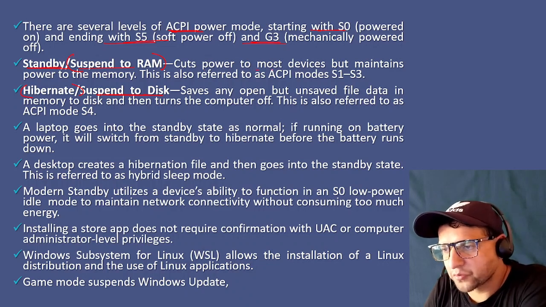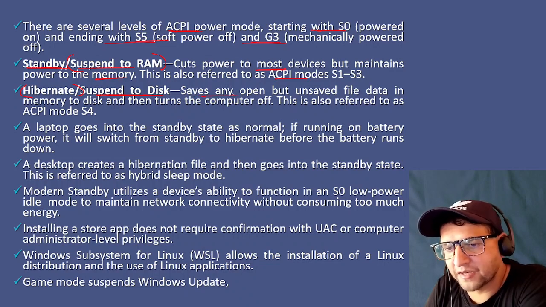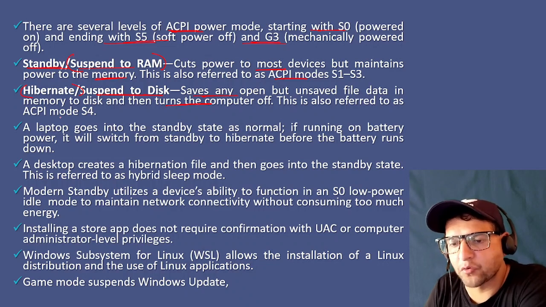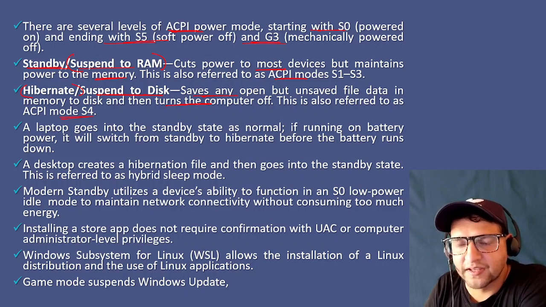It cuts power to most devices but maintains power to the memory. So this is also known as ACPI mode S1 to S3. But hibernate saves open but unsaved file data in memory to disk and then turns the computer off. This is also known as ACPI mode S4. So what's the difference? Standby sends it to the RAM, hibernate sends it to the disk.